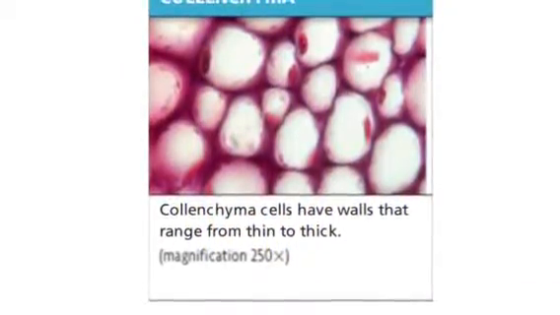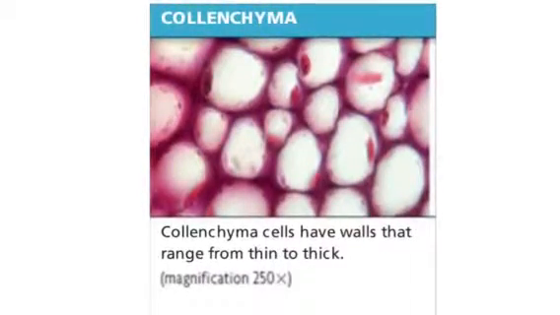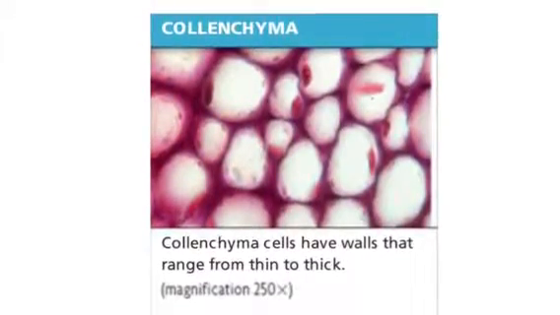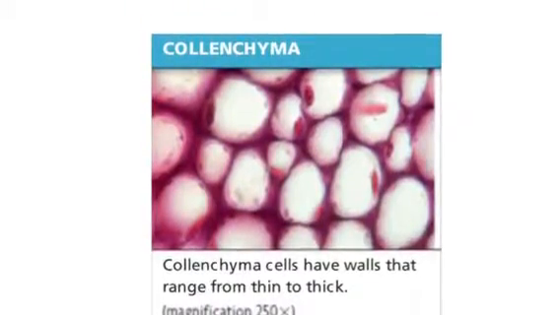Collenchyma cells. Collenchyma cells range from thin to thick, providing support while still allowing the plant to grow. These cells are most common in the younger tissues of leaves. They are very flexible.